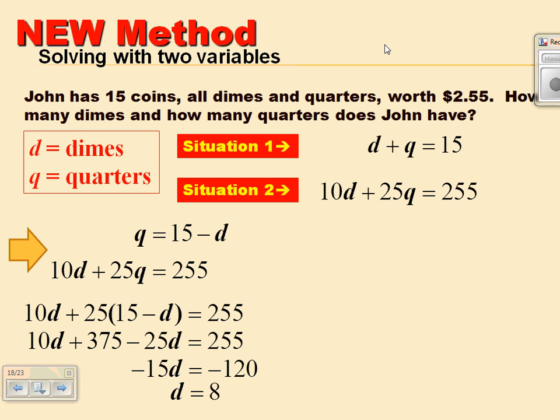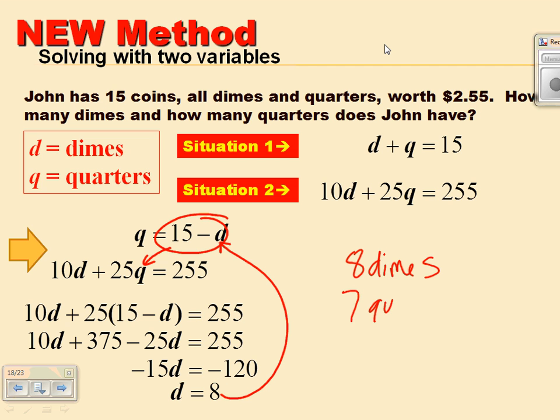So the dimes equals 8. How do I figure out how many quarters there are? Well, I simply just plug this back in into there. And therefore, there should be 8 dimes and 7 quarters.